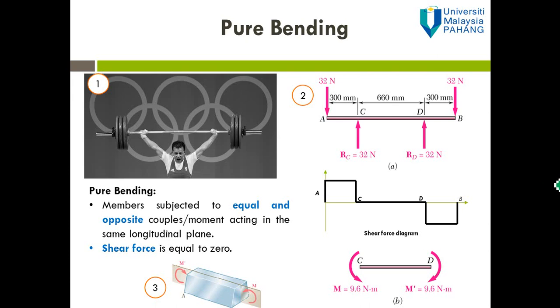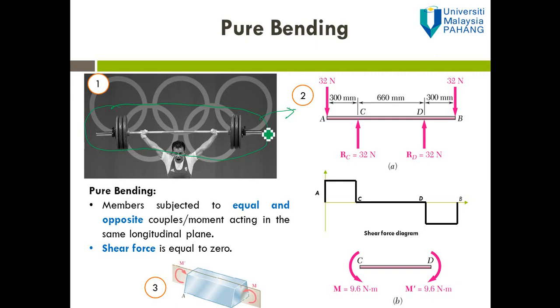But this chapter is aimed to prepare the student with the basic concept of analysis of beam before more complex structures where the shear force is involved can be solved. So let's look at picture 1, which is here. What you can see here is one man lifting the barbell. So this is what we call a barbell. And then the free body diagram of the barbell is shown in picture 2.